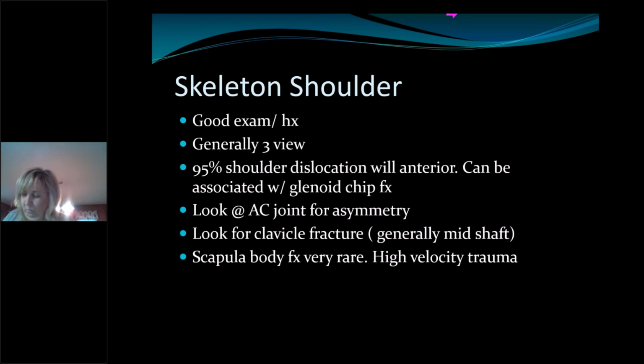Looking for AC joint symmetry, make sure there's not an acromioclavicular disruption, and there are a lot of different grades of those depending on if that AC ligament is just sprained versus a full thickness tear. Looking for clavicular fractures. Almost all clavicle fractures are going to be mid-shaft.